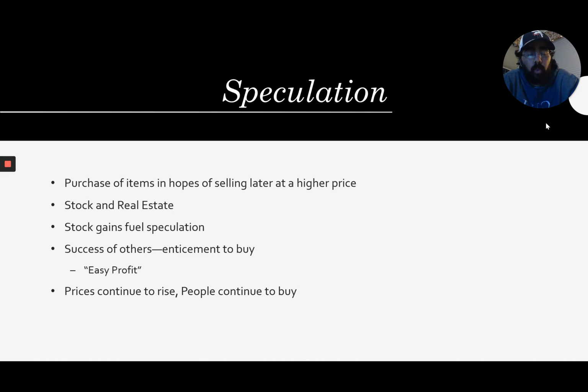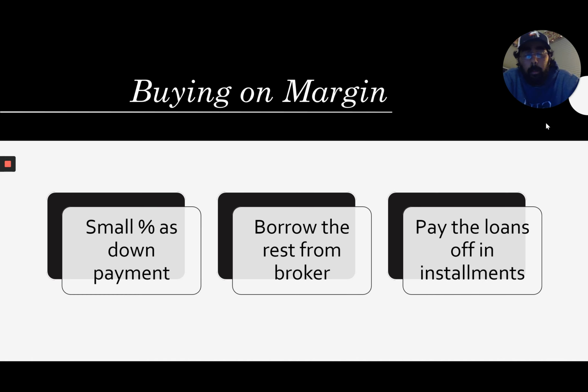Furthermore, advertisements from the 20s help fuel that speculation and the buying. The fact that others are successful, you're enticed now for that easy profit. And so as prices continue to rise, you continue to buy. And it seems like it's not going to fail, right? Things, again, are going perfectly fine up until late October hits. And in fact, by the way, even though the market crashed late October, the effects really, truly aren't felt as a whole until November and then into the early 1930.